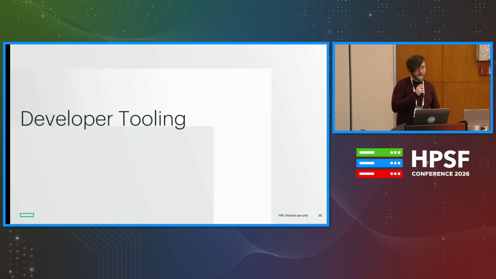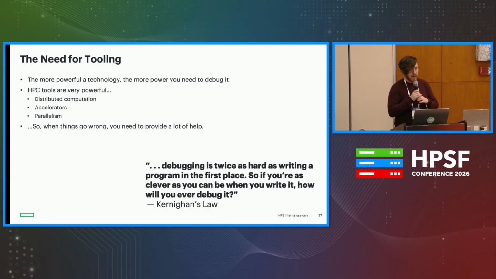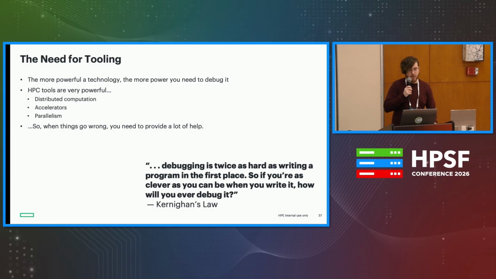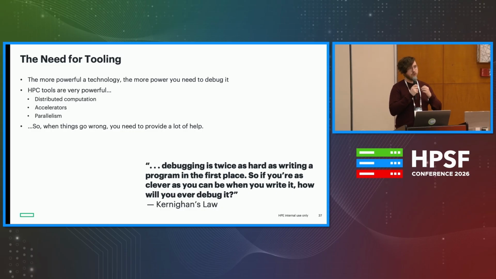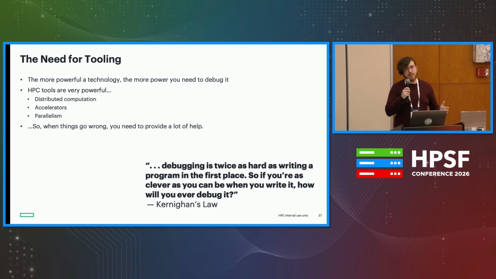And the final piece of the puzzle for us has been developer tooling. I think another law that I can quote here is a famous one by Brian Kernighan: debugging is twice as hard as writing the program in the first place. So if you're as clever as you were when you wrote it, how could you ever debug it? It'll be twice as hard. The corollary for HPC is that HPC gives you much more power because you can do much more. You can use many more computing resources. You can use multiple nodes. You can use accelerators. But that also means that to debug problems in these areas, you also need much more power. And that leads to developer tooling.